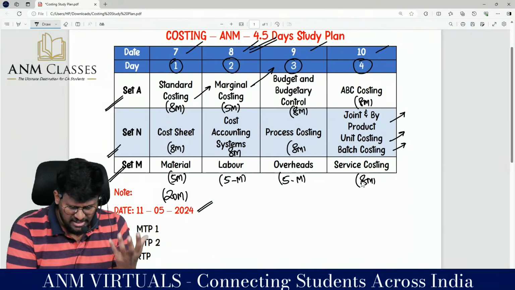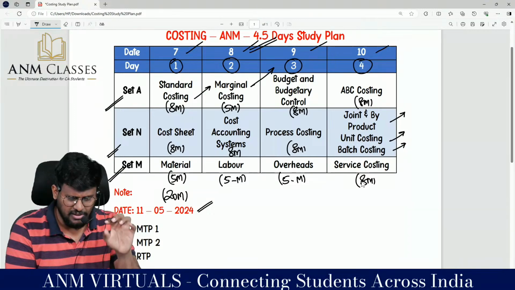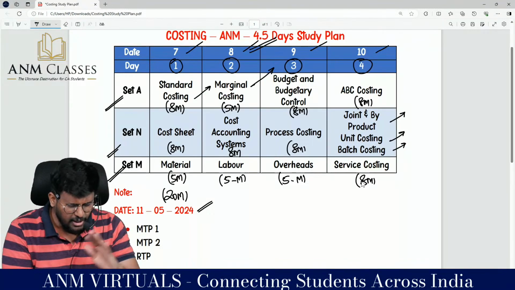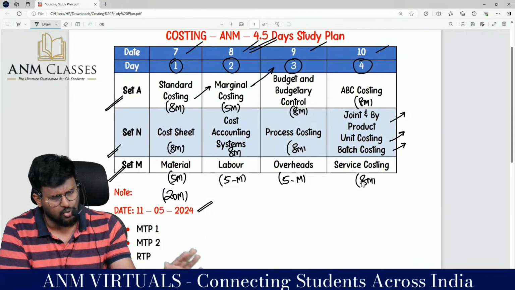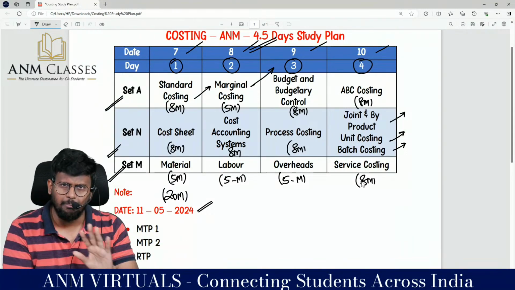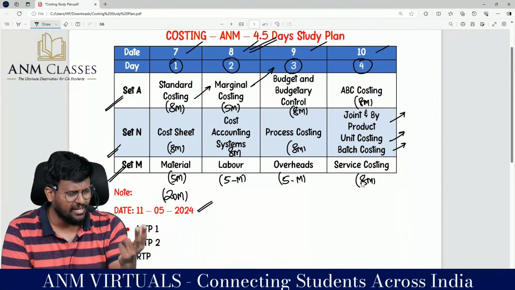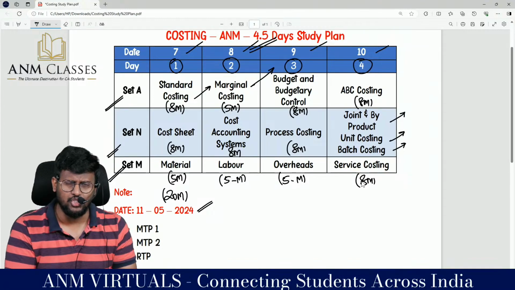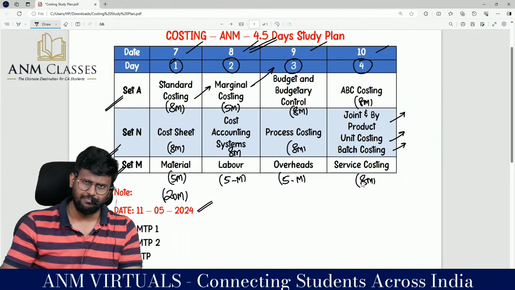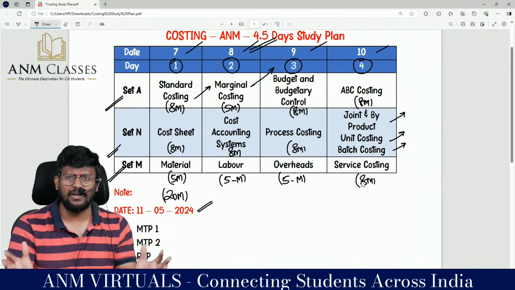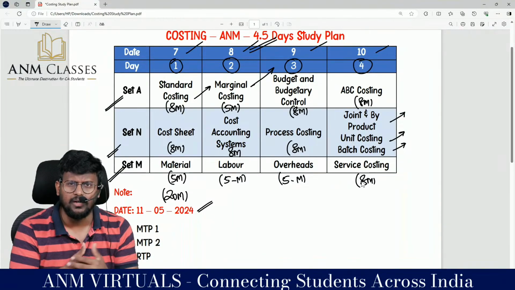So what I am suggesting is go for 4 days. Today from 10 o'clock you start the costing preparation. 10 to 1, complete full standard costing. 2 to 5, complete full cost sheet. Then 6 to 7, 8, 9, complete full material. One chapter, 3 hours is the target. So 9 hours you are preparing costing. 4 days comfortably you can complete.